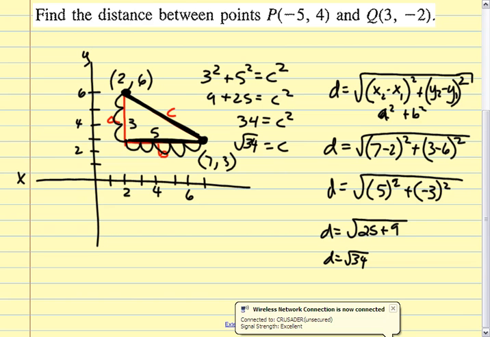Do you see where it comes from? I don't need the graph. I can just plug in the coordinates for the points into that equation. But do you see it all comes from the Pythagorean theorem? It's just a triangle.